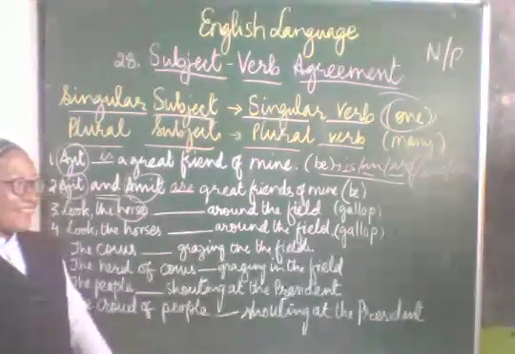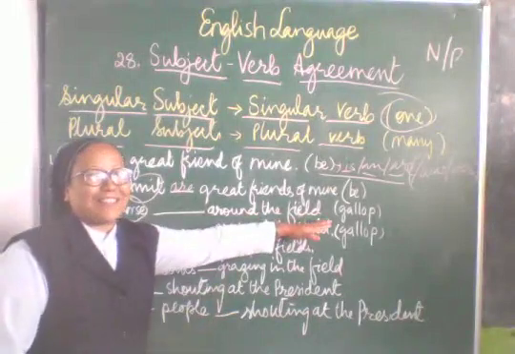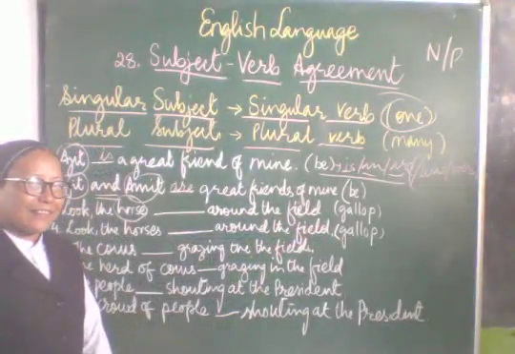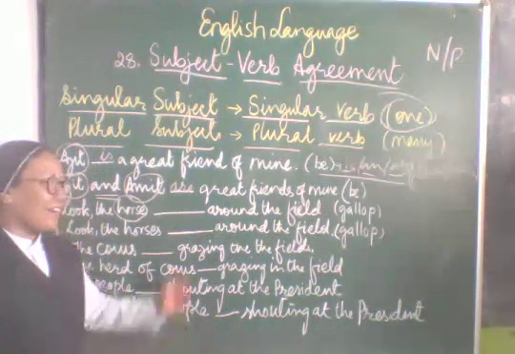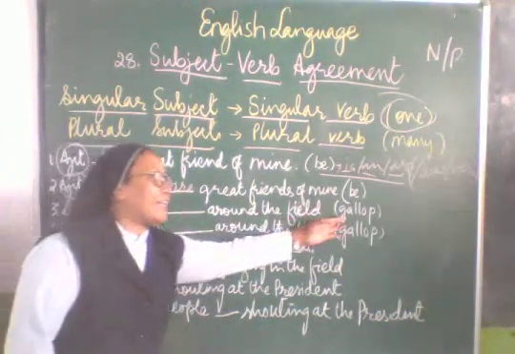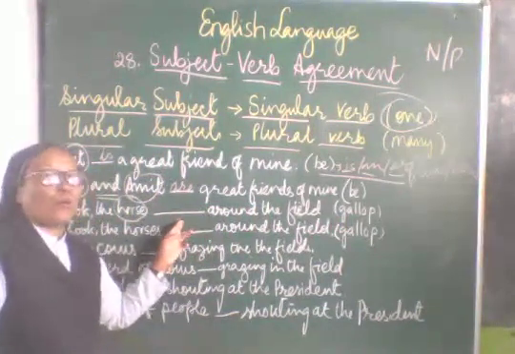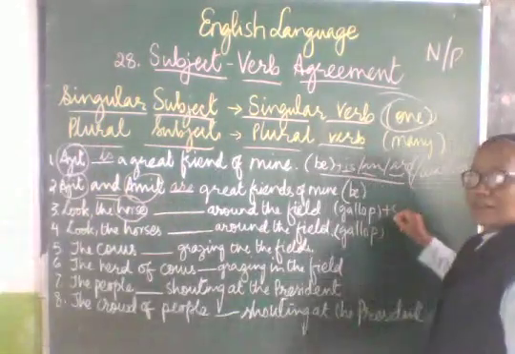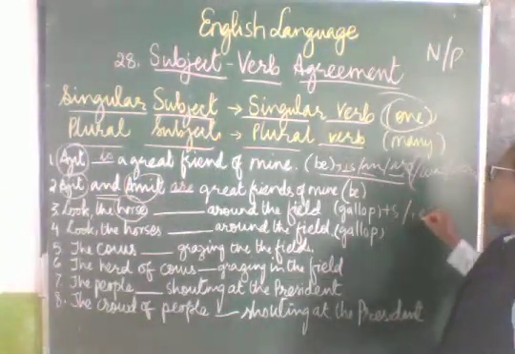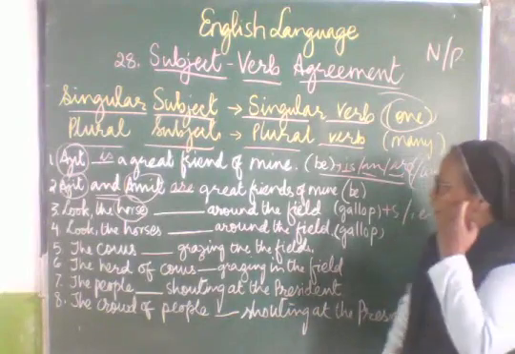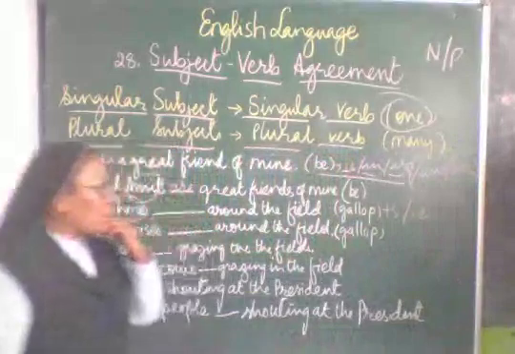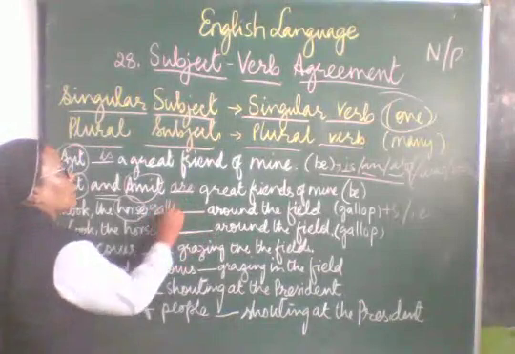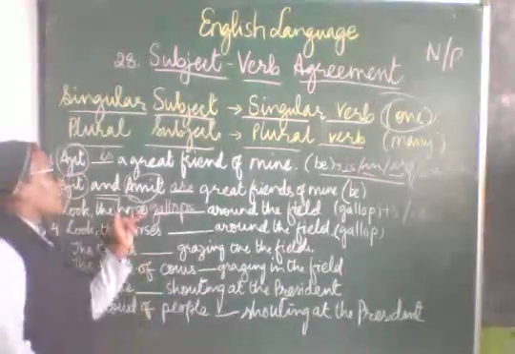Gallop. Is gallop singular or plural? In what form? I need to make it a singular verb here. When I make a verb singular, I need to add s, or es, or ies, depending on the verb. Here, in order to make it a singular verb, I need to add s. So, gallops. Singular subject, singular verb.